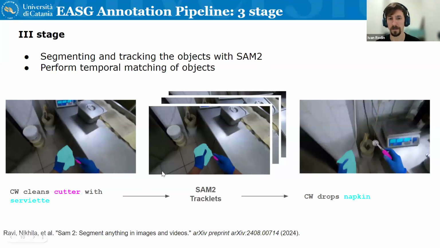And also, it helps us to correct maybe some annotations from the annotators, because sometimes they select different words to describe the same object. So, for example, one action can be encoded as camera wearer cleans cutter with serviette, and the next action is camera wearer drops napkin. So basically, serviette and napkin are the same object here, but we need to really track it, to perform temporal matching and to see whether the object labels are more or less the same and whether the segmentation masks match or not.